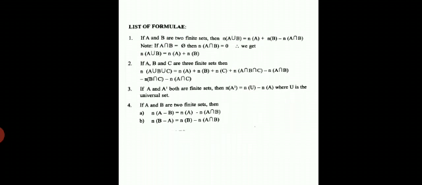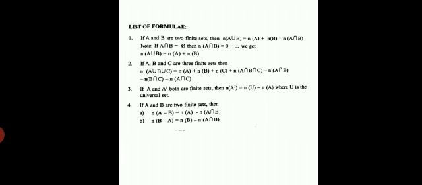So let's get started. The list of formulae is: if A and B are two finite sets, then n, the cardinal number of A union B, is written as n of A plus n of B minus n of A intersection B. Here, if there are no common terms between A and B, then n of A intersection B is equal to 0. Then the formula becomes n of A union B is equal to n of A plus n of B.